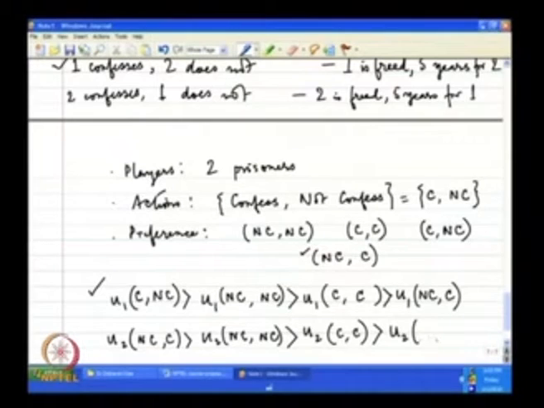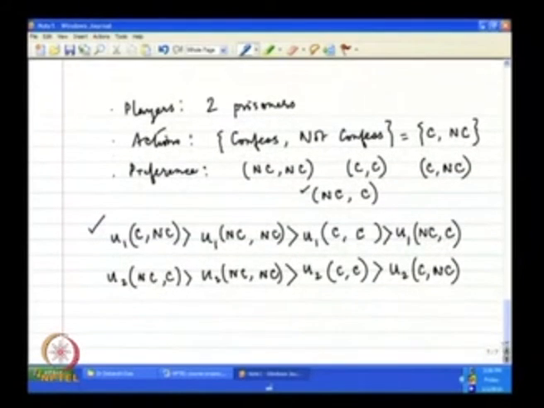And lastly is the case when the first player is cheating. So the first player is confessing, but the second player does not confess, so he is put in jail for 5 years. Now this is what we know, this is how the value of the payoff function should look like. And if you remember, we have ordinal preference here.